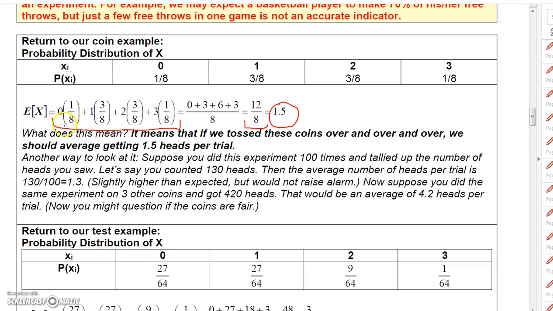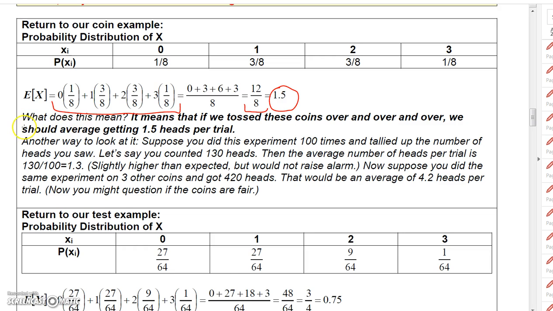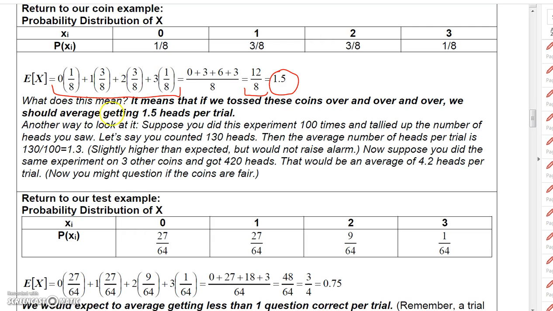Now let me finish this video by telling you what this means. It means that if we toss these coins over and over and over, we should average 1.5 heads per trial. Another way to look at it is if you did this experiment 100 times and tallied up the number of heads you saw, let's say you counted 130 heads, then the average number of heads per trial would be, out of 100 trials you got 130 heads, so you averaged 1.3. So it's slightly, I said higher, but it's actually slightly lower than expected. You're expected to get 1.5, so it's slightly lower.